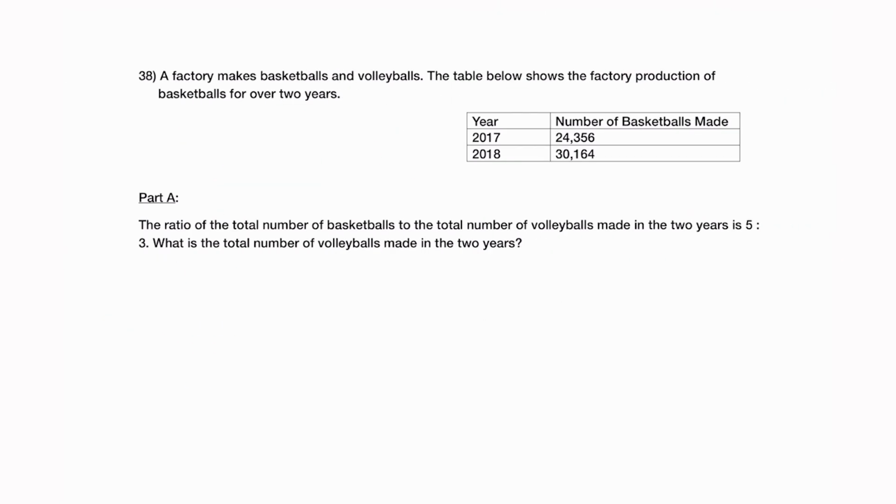Yay! A factory makes basketballs and volleyballs. The table below shows the factory production of basketballs over 2 years. So we have it here, 2017 and 2018. Part A, the ratio of the total number of basketballs to the total number of volleyballs made in the 2 years is 5 as to 3. So that's 5 and that's 3. What is the total number of volleyballs made in the 2 years? So we know the ratio, and from here we can get the total number of basketballs made. So let's add them here.